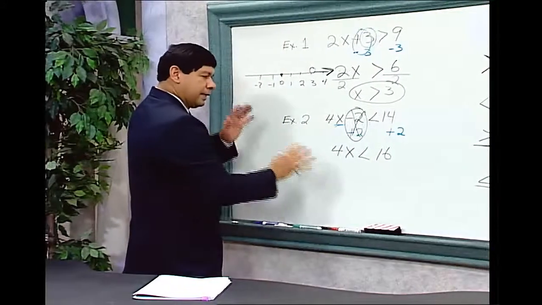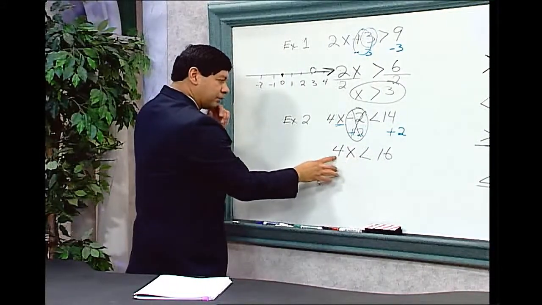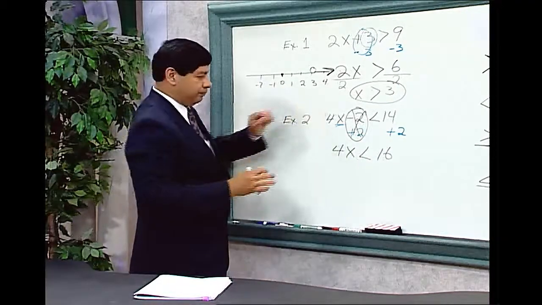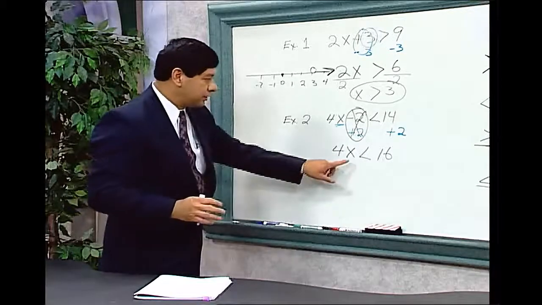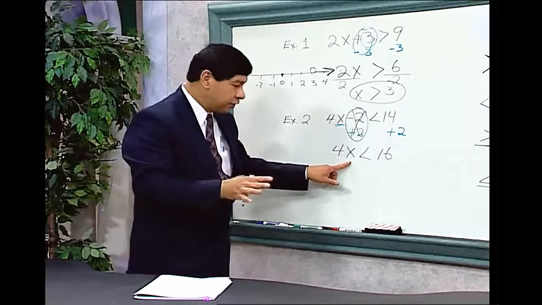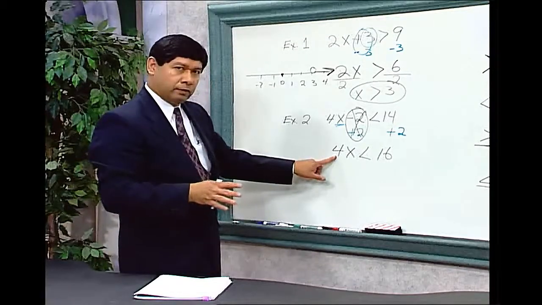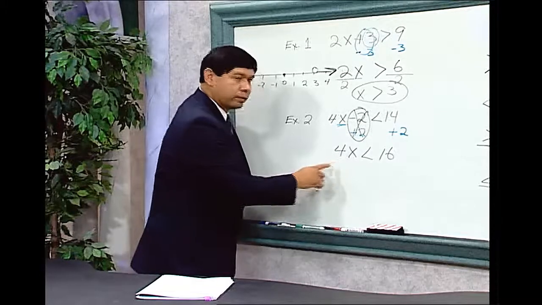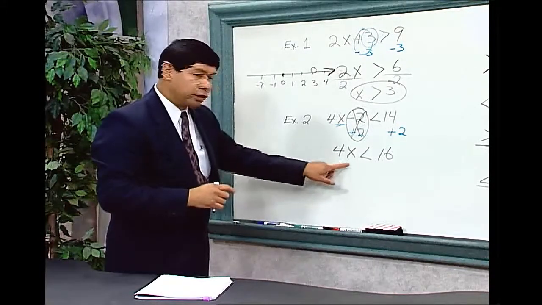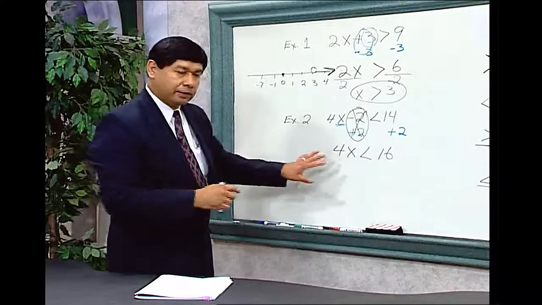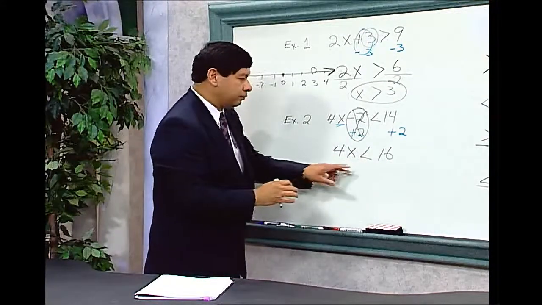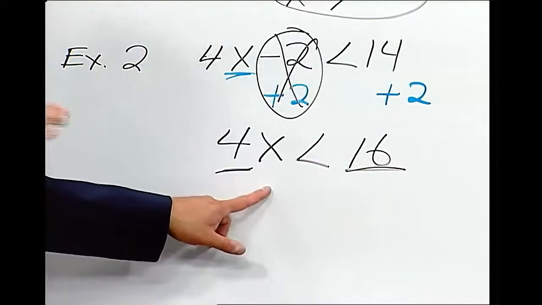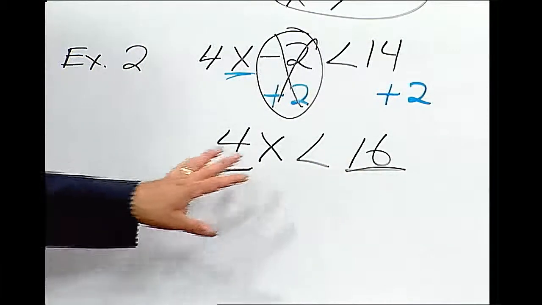Okay, so we're saying some number times 4 has to be less than 16 for this to be true. Again, our variable is x, and the coefficient of our variable is 4. Well, we want x to be by itself, so we're going to eliminate this 4 by dividing by the coefficient. So we're going to divide both sides of our inequality by 4. And why? Because we want our x to be by itself. That's the key. We want to isolate the variable.